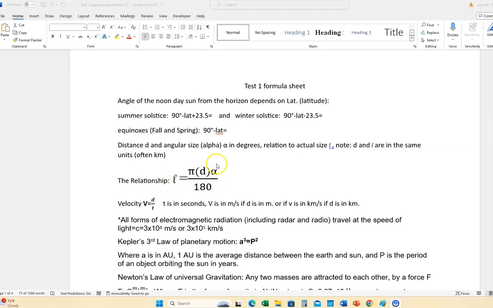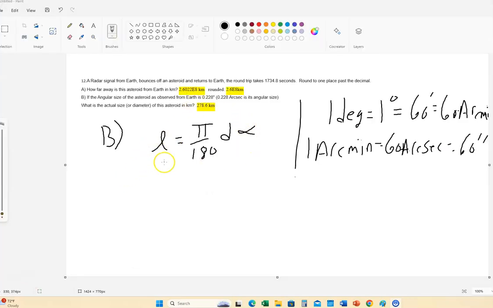Since we know what alpha is, they gave us that in the problem, and now we know what d is, that's what part A is all about, we can use this formula as long as alpha is in degrees. That's the main thing. You have to switch alpha to degrees, and then we're going to figure out what script L is. So this is the equation that we're going to use to solve part B.